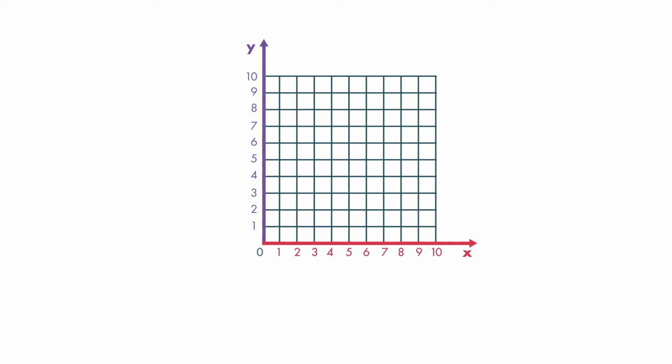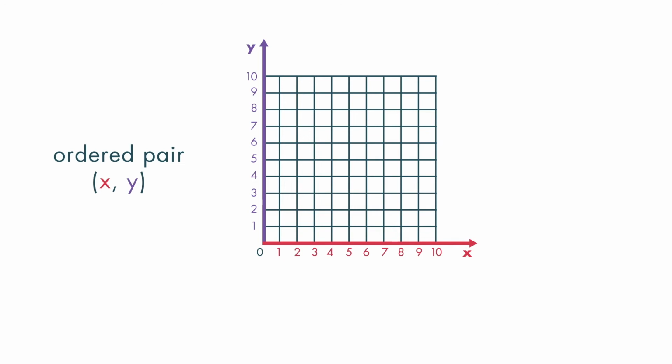To mark a location on a coordinate plane, we need two numbers. This is called an ordered pair. The first number in an ordered pair tells how many units to move to the right or left. We represent it with x, since the x-axis runs from left to right. The second number is how many units to move up or down. We represent it with y, since the y-axis runs up and down.